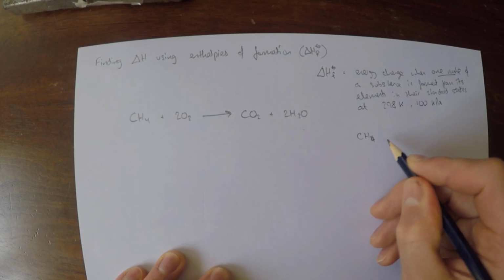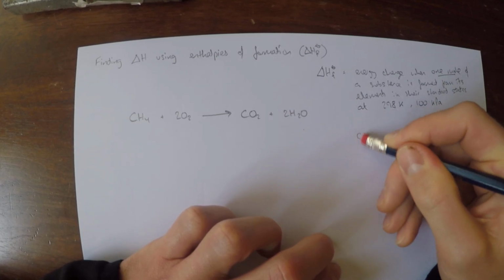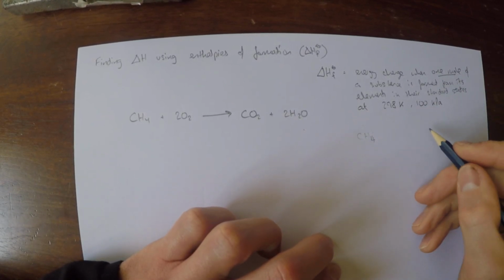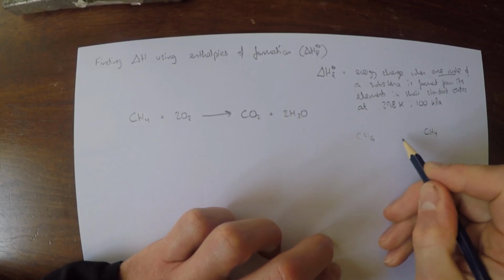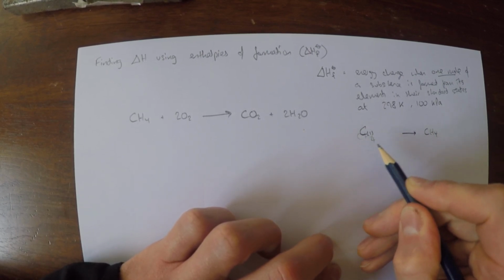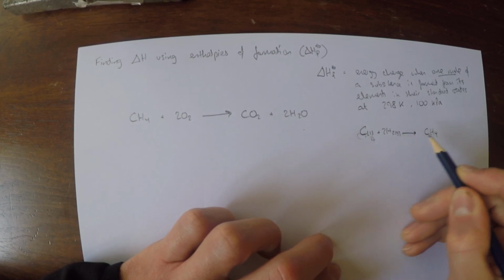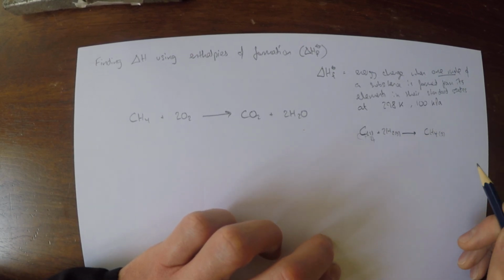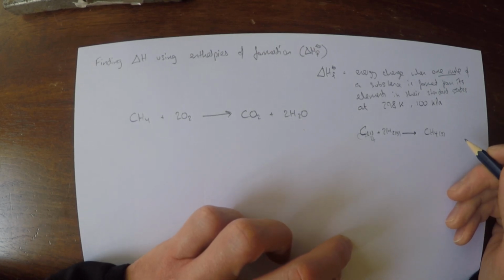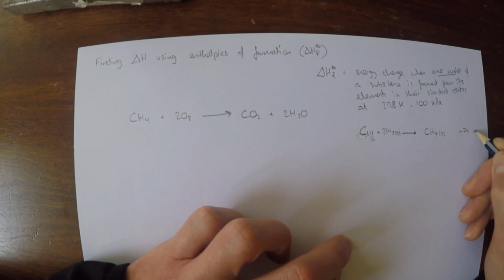So the enthalpy change of formation of methane: since we're forming methane, it is formed from carbon as a solid and hydrogen as a gas, forming methane as a gas. And the value for the enthalpy change of formation of methane is minus 74 kilojoules per mole.